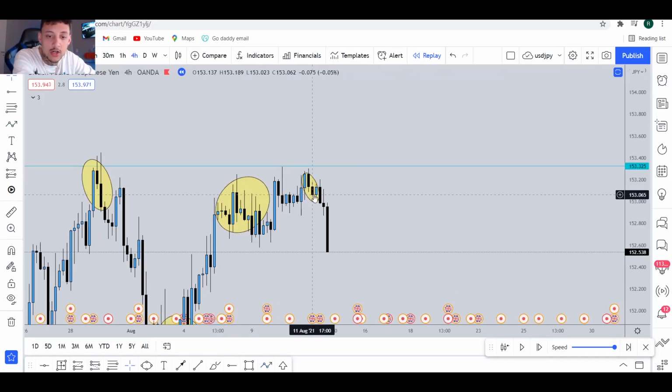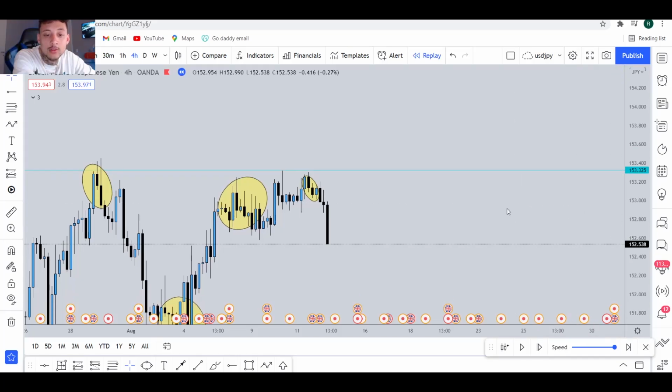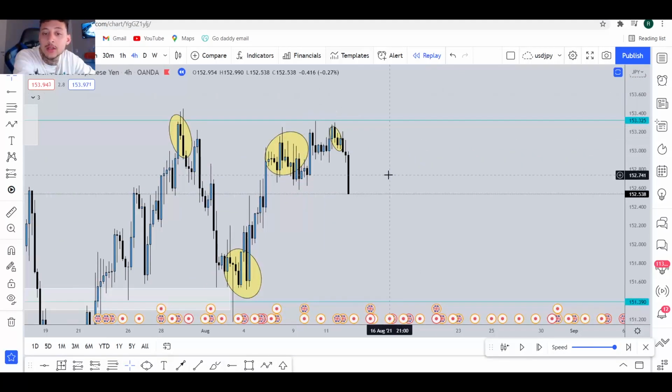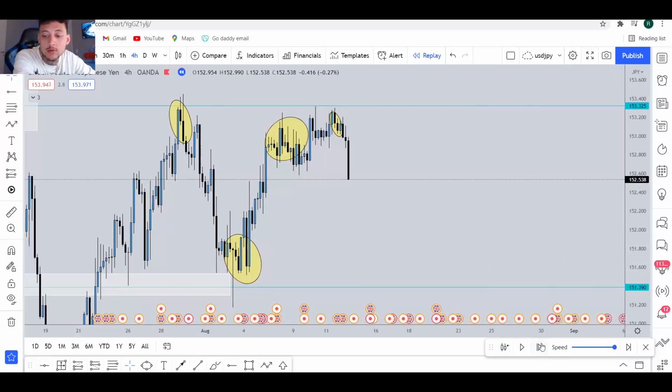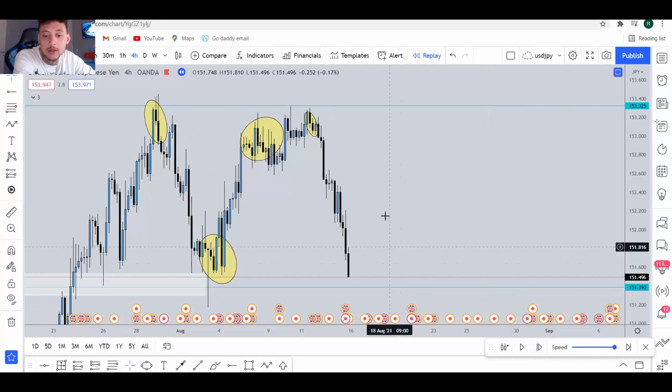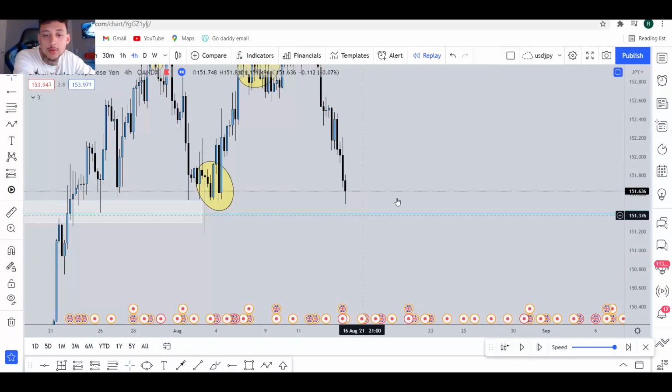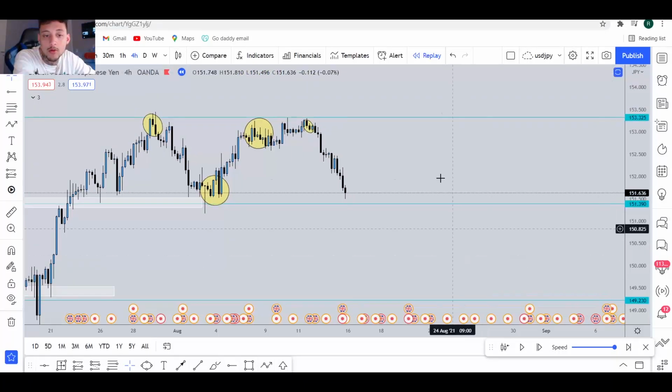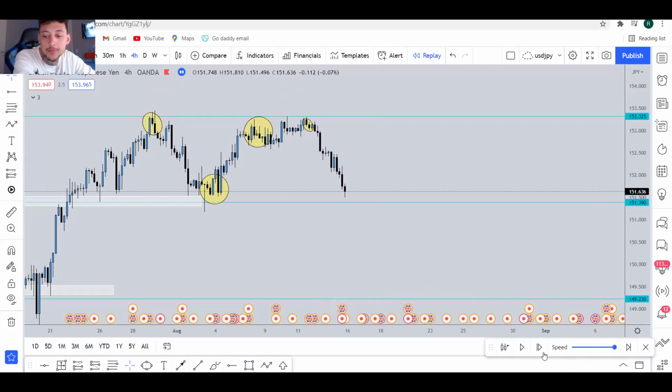You could have taken a sell right then and there as well, and then put your stop loss above resistance. Why? Because the sell is still valid. And let's see what would have happened. Right, so again, the targets in the situation would be this support right here or this support right here, right?